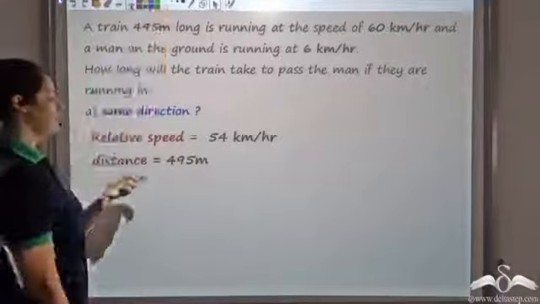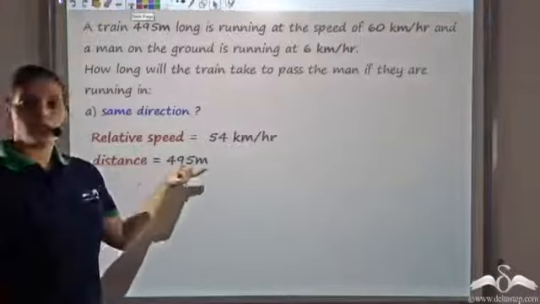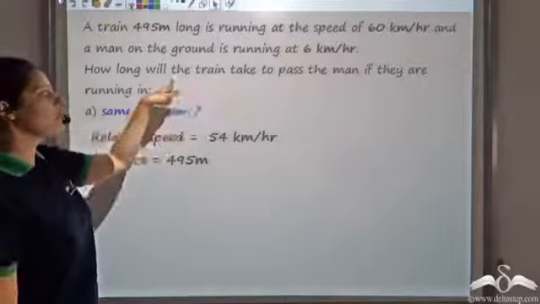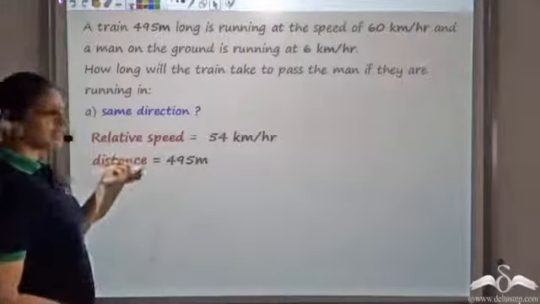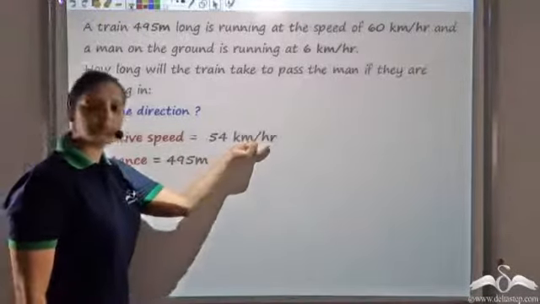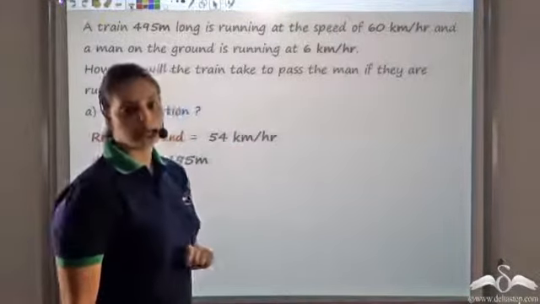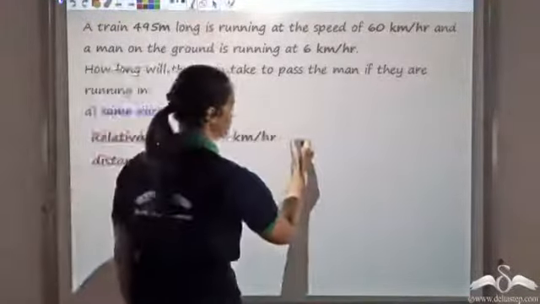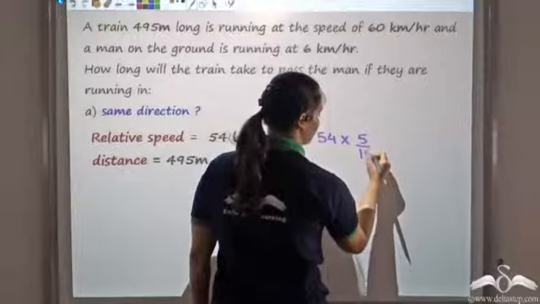Now what we have is relative speed, which is 54, difference of speeds. We have the distance, which is 495, the length of the train only, because it's crossing a man. What I need to find is how long will the train take? That is the time. So, distance divided by speed gives me time, but the units have to be the same. Here I have kilometers per hour and here I have meters. So what I'll do is, I'll convert this into meters per second. So 54 kilometers per hour would be equal to 54 into 5 by 18 meters per second.